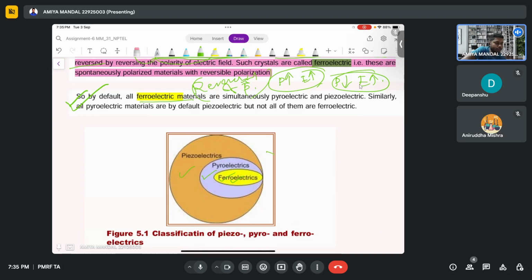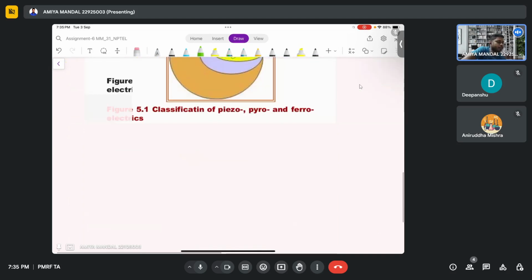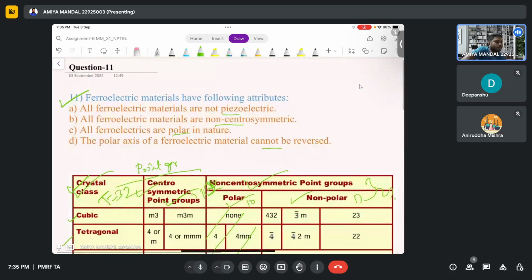This is a very important diagram for understanding ferroelectric and piezoelectric materials. Now we can answer the question. Ferroelectric materials have different attributes. Number 1, all ferroelectric materials are not piezoelectric. That is incorrect. All ferroelectric materials are non-centrosymmetric. That is a correct answer.